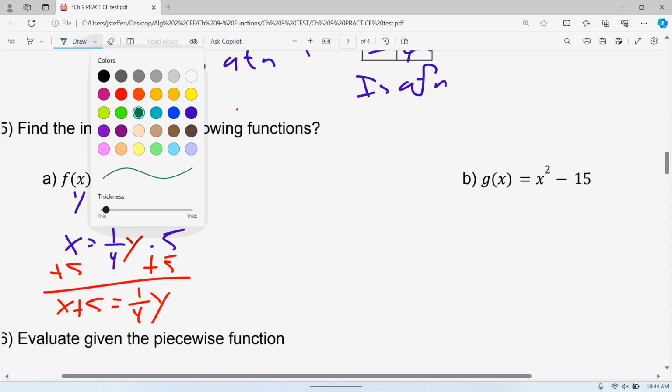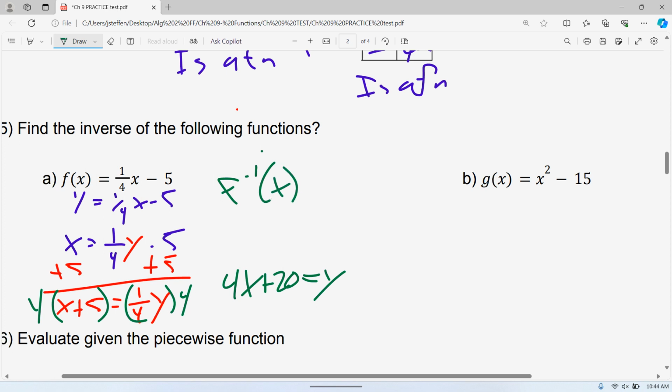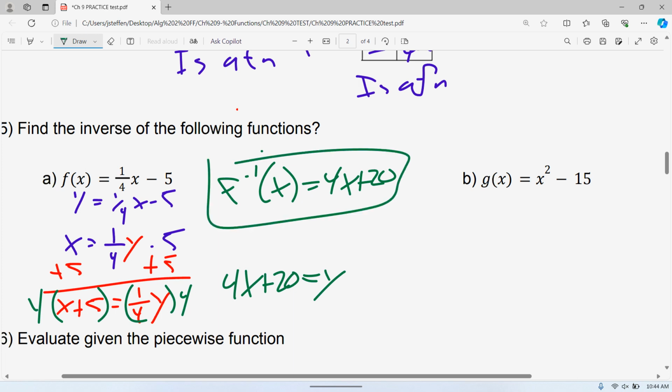Then to cancel out that 1/4, I multiply both sides by 4. Make sure you distribute that. So it is 4x plus 20. That is y. But again, I like to take the extra step and say my inverse of f is 4x plus 20. Did that one wrong on the answer key as well. Hopefully I can get that taken care of.